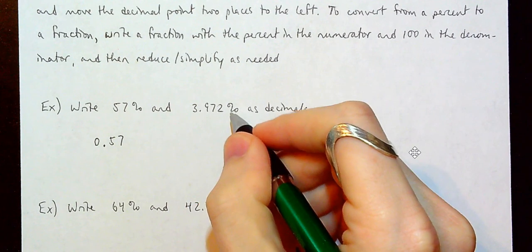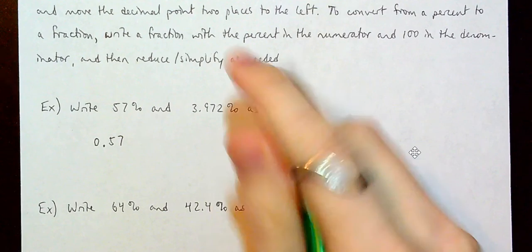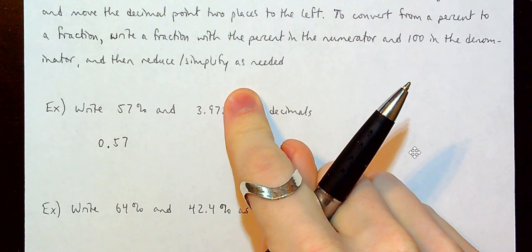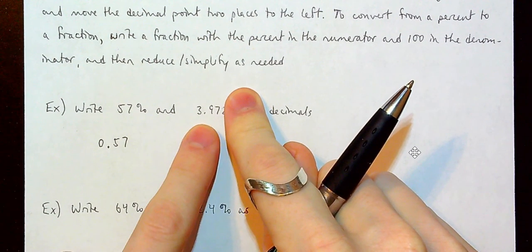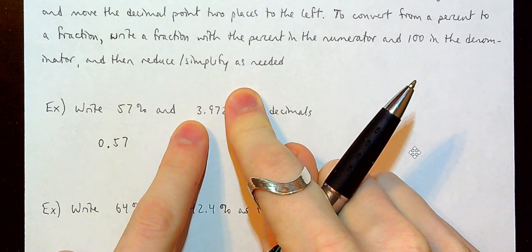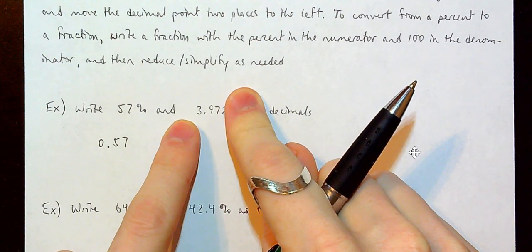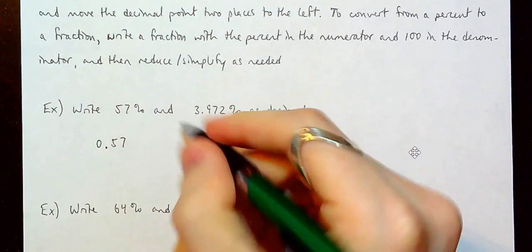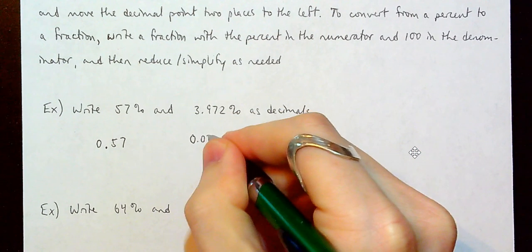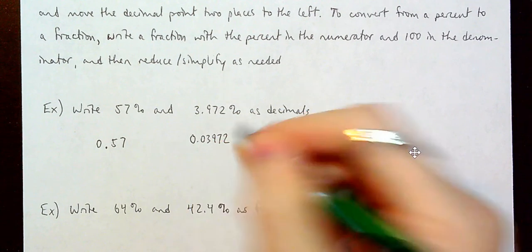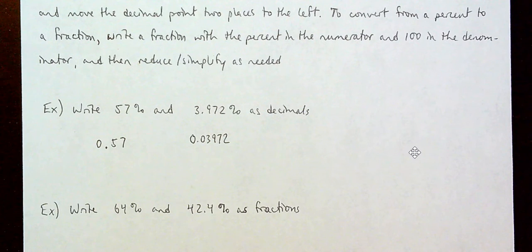And then 3.972%. Again, I'm going to take that percentage sign out, and I'm moving this decimal point 2 places to the left. 1, and then 2, so there's going to be another 0 happening in there. So it's going to be 0.03972.